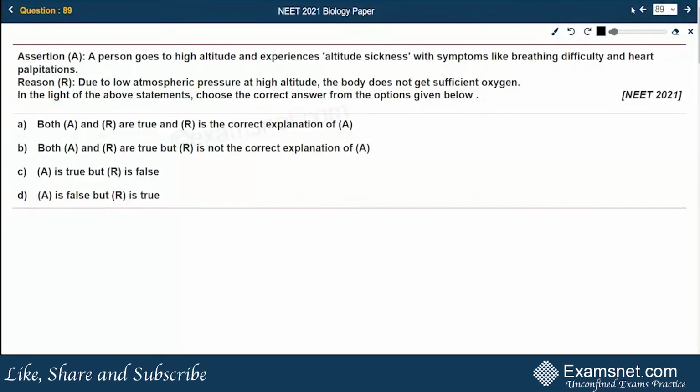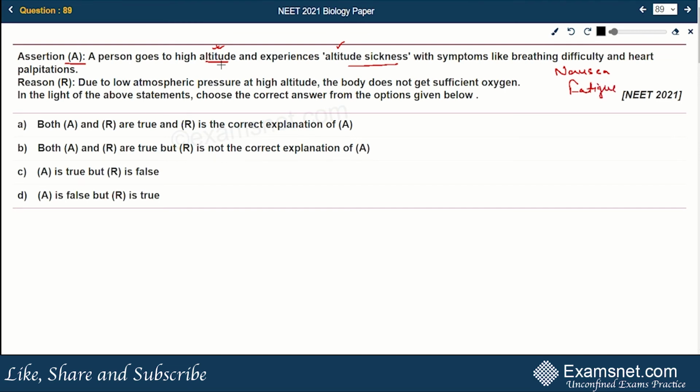Now moving to question number 89, it is again from the chapter Organisms and Populations, class 12. And here we have an assertion and reason kind of question. The assertion here is a person goes to high altitude and experiences altitude sickness with symptoms like breathing difficulty and heart palpitations. So this is absolutely true, because as you move to higher altitudes, you will experience a kind of sickness, and since this is due to the change in altitude, this is known as altitude sickness. The symptoms are breathing difficulty and heart palpitations along with nausea and fatigue.